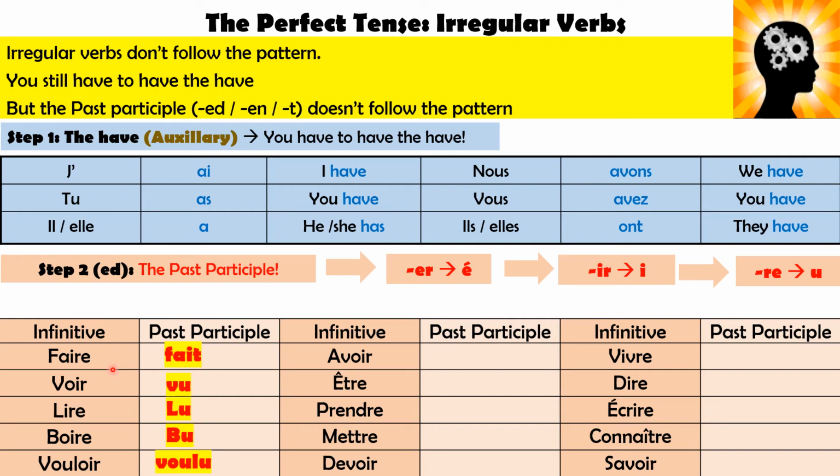I'm sure you've done this in class. Fait, vu, lu, bu, voulu. Easy to remember. So we still have the have, j'ai, and then the whole verb changes. J'ai fait, j'ai vu, j'ai lu is I did, I saw, and I read.